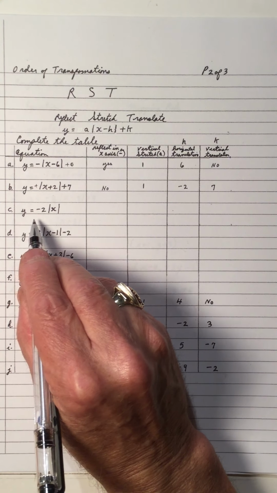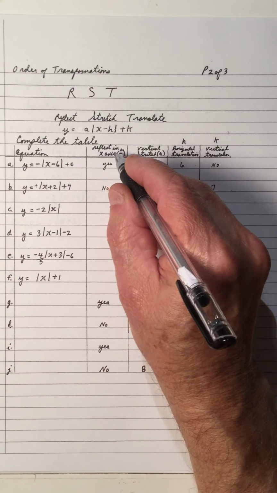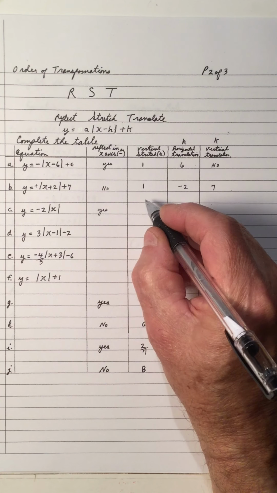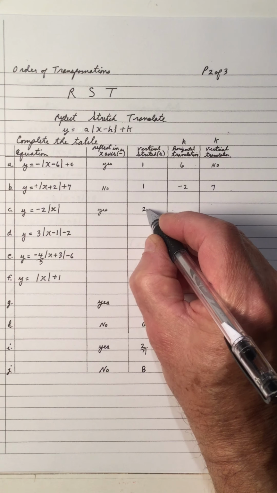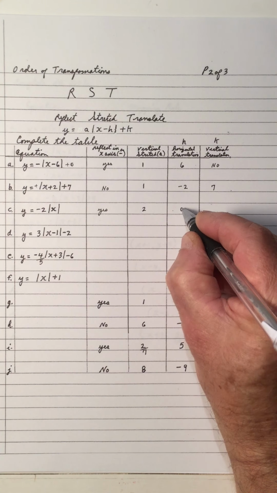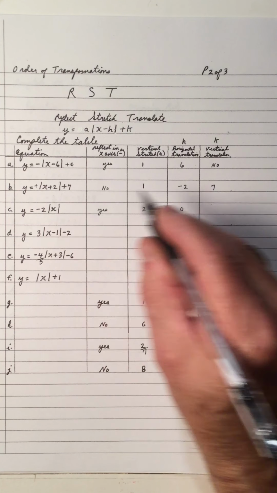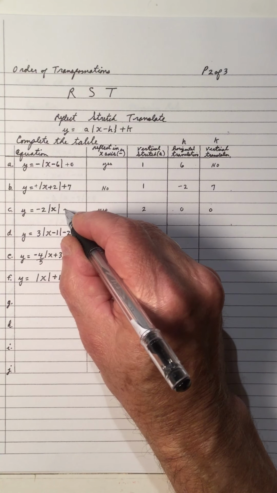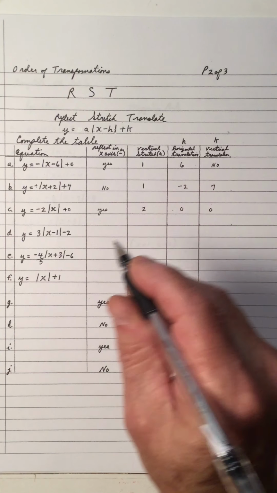C, y is negative 2 times the absolute value of x. Reflected in the x-axis is yes, because we have a negative. And the vertical stretch is 2, so the slope is 2 over 1. The horizontal translation is 0, because there's no addition or subtraction inside the absolute value. And the vertical translation is 0, because there's no number on the end to the right.